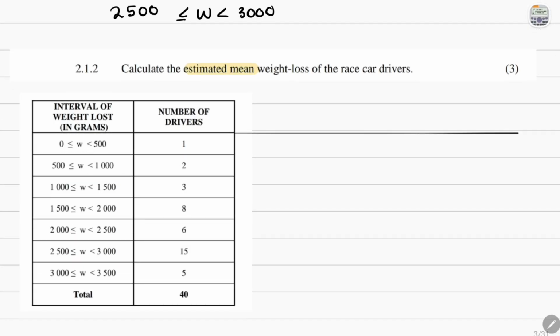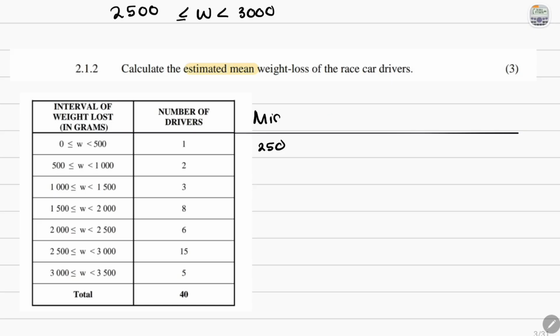In each category, we know, for example, there's one driver that lost within 0 to 500 grams. That's the weight that was lost. But instead of saying from 0 to 500, we're just going to take the midpoint of this, the middle, like taking the average. So we'll take 0 plus 500 divided by 2. That's 500 divided by 2, which is 250. So this driver, we're going to classify the weight that he lost as 250 grams. That's where the estimation part comes from.